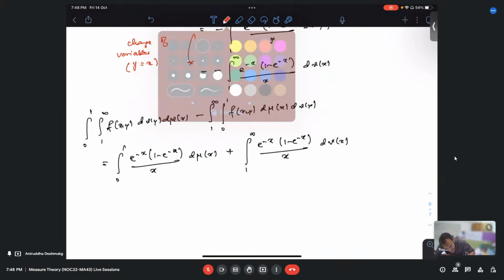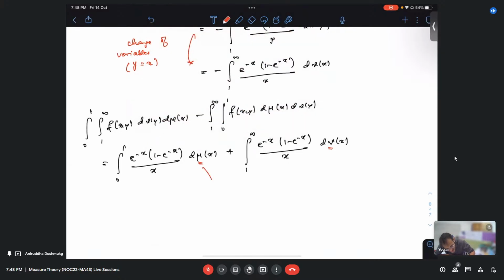But notice that this and this, they are both Lebesgue measures. And these two, they are improper integrals, right? Improper Riemann integrals.